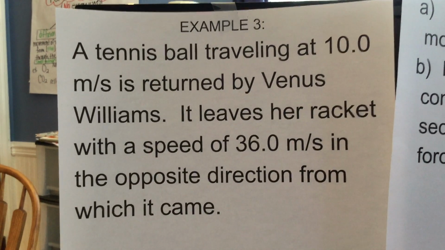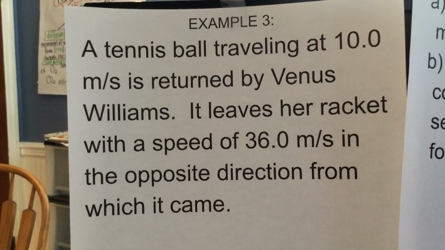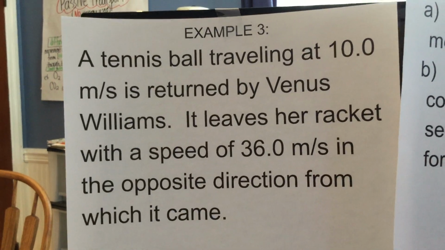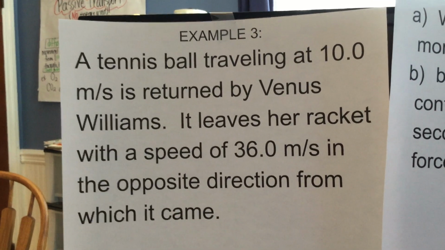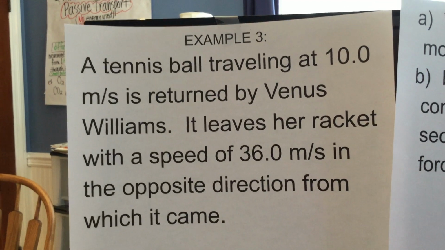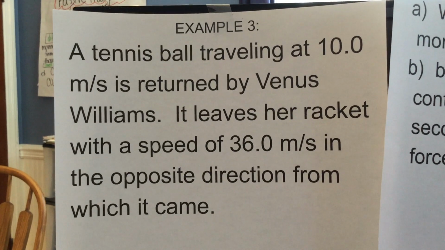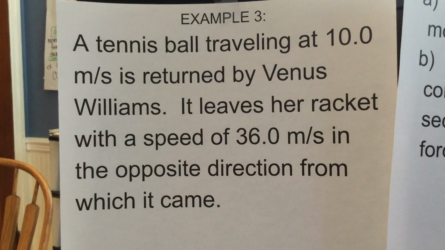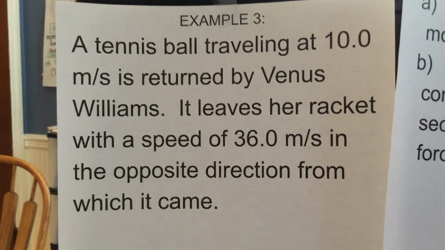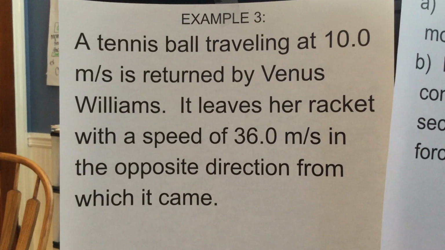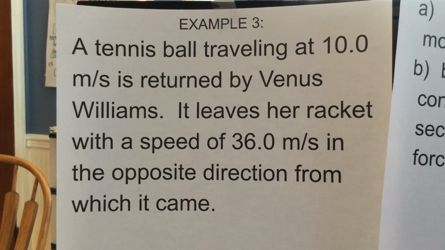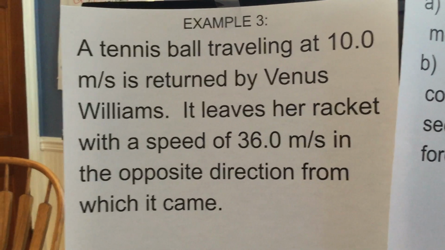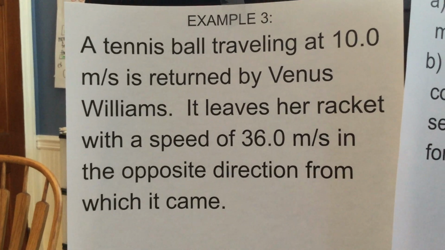For our third example, we're going to use a tennis example, and we're going to talk about Venus Williams. So a tennis ball is traveling 10 meters per second and is returned by Venus Williams. It leaves her racket with a speed of 36 meters per second in the opposite direction from which it came. So there's a lot of important information there because this is when the sketch method is really important, that we're drawing a picture to visualize.